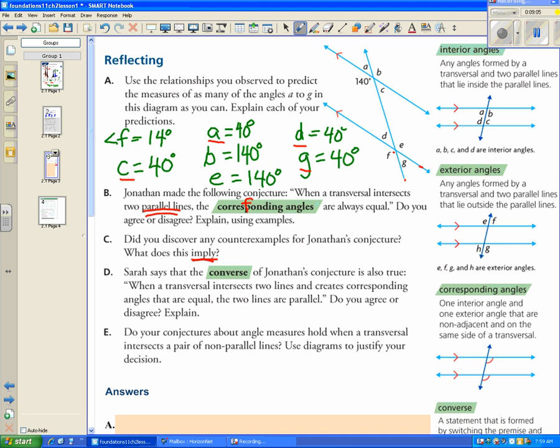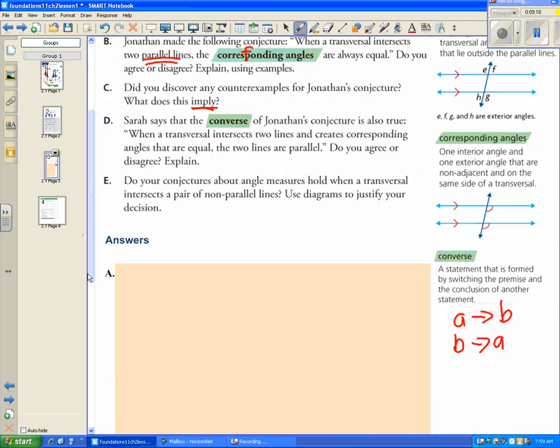Sarah says that the converse of Jonathan's conjecture is also true: when a transversal intersects two lines and creates corresponding angles that are equal, the two lines are parallel. Do you agree or disagree? Explain. And I want to spend a second looking at what a converse is. The converse is a statement that is formed by switching the premise and the conclusion of another statement.